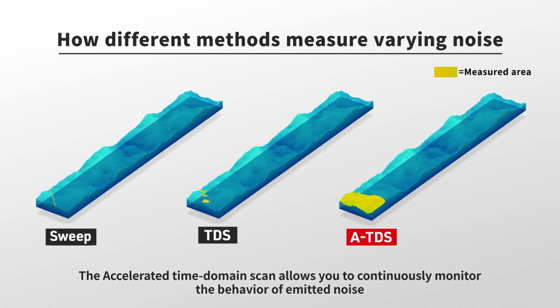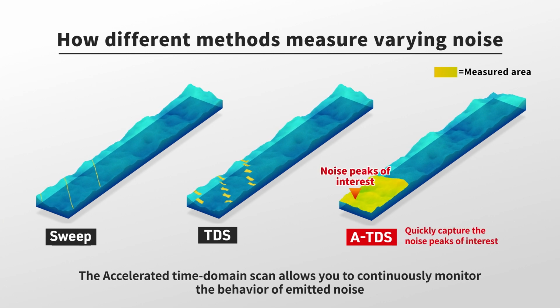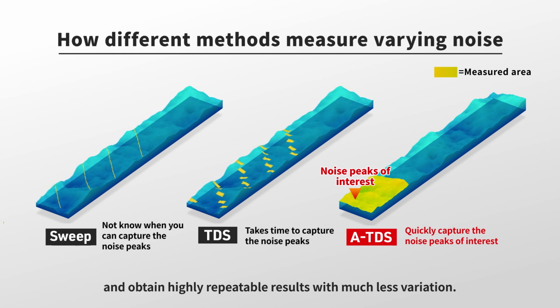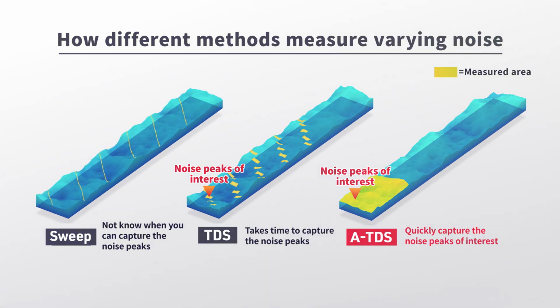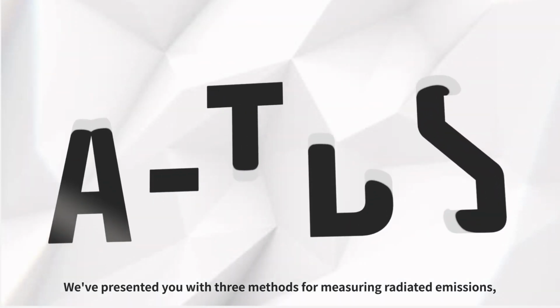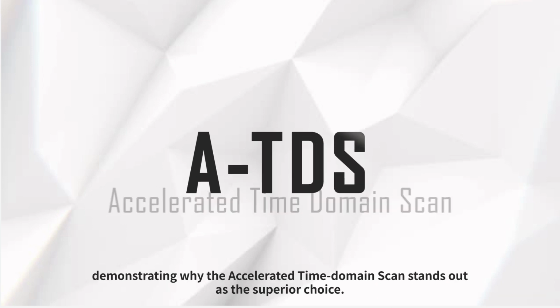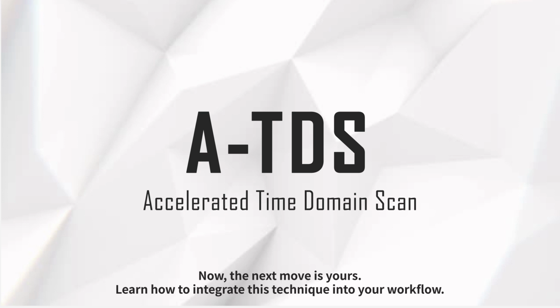The accelerated time domain scan allows you to continuously monitor the behavior of emitted noise and obtain highly repeatable results with much less variation. We've presented you with three methods for measuring radiated emissions, demonstrating why the accelerated time domain scan stands out as the superior choice. Now, the next move is yours.